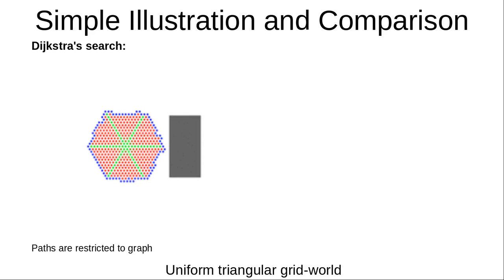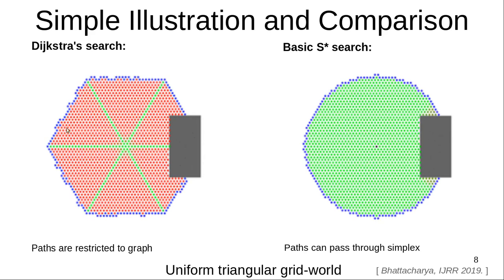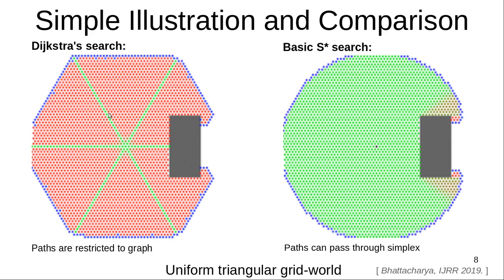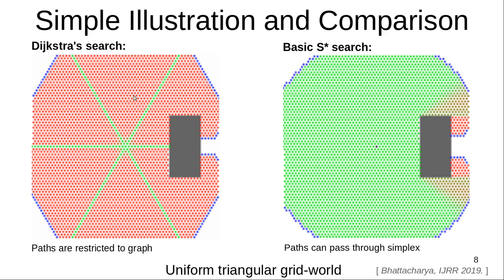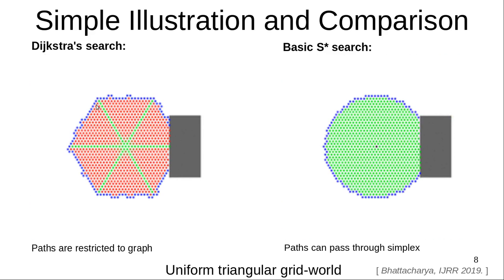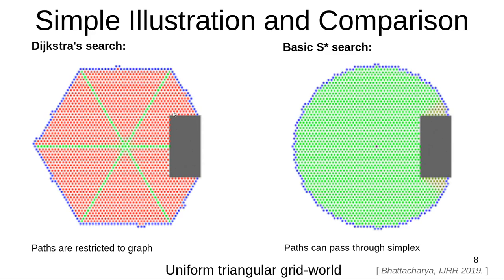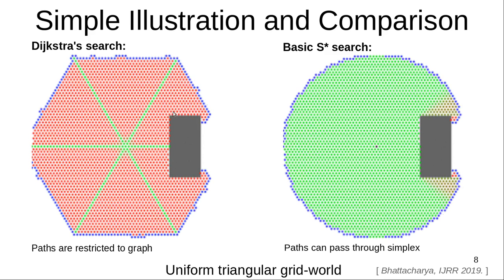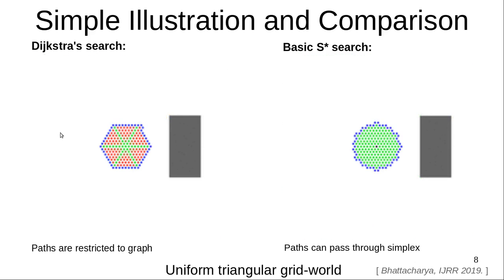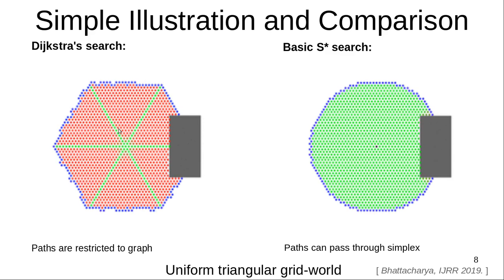So here's a simple illustration of what it looks like. On the left you see the progress of a search that is really the Dijkstra search, and this is showing the expansion of the vertices, starting from that initial vertex. Because this is a uniform triangular grid world, a triangular discretization, you see this hexagonal shape to the frontier, the wavefront. The blue vertices are the open vertices in the open list that grows in all directions. So the paths will also be restricted to the graph, the hexagonal grid.